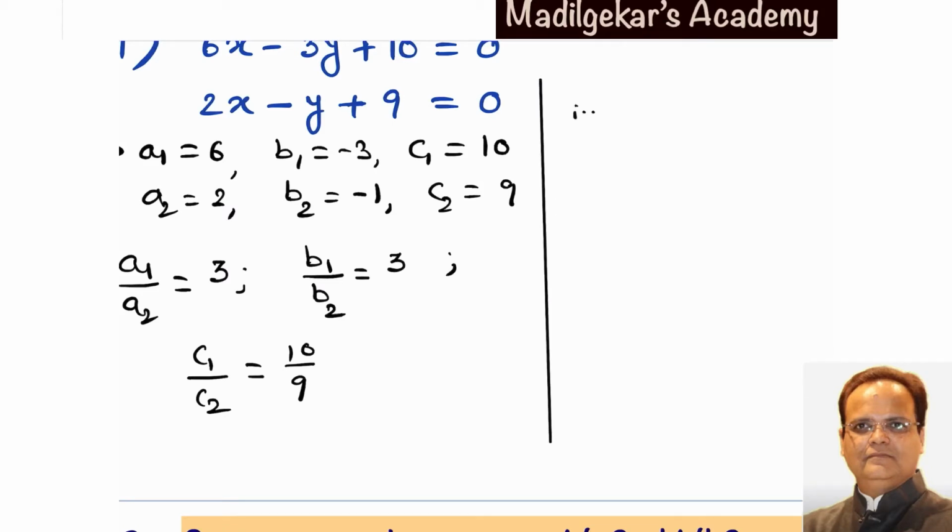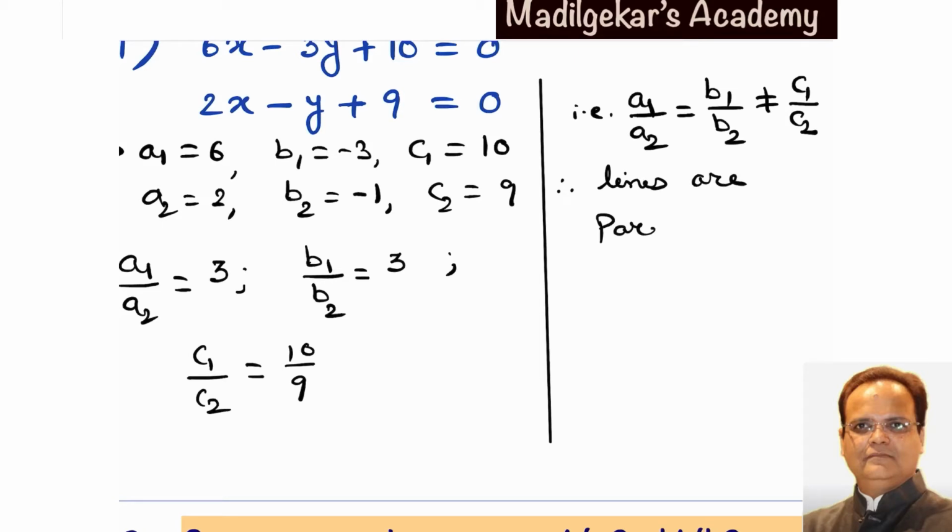That is, A1 upon A2 is same as B1 upon B2, but not equals to C1 upon C2. So we can conclude that lines are parallel.